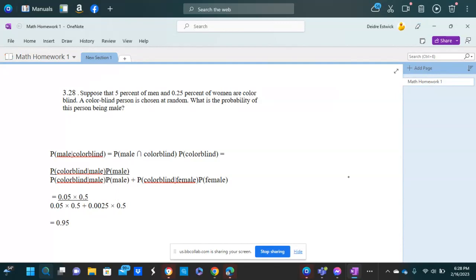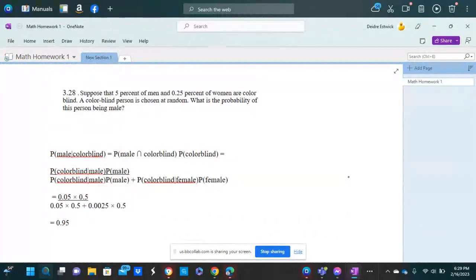So we would divide it by colorblind male multiplied by male plus colorblind female multiplied by female. So since 5%. Okay, your first line is missing a slash. Oh, okay. Before this, right? Yeah. Okay.